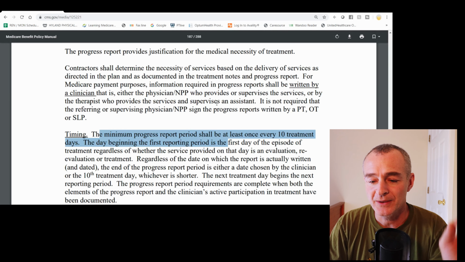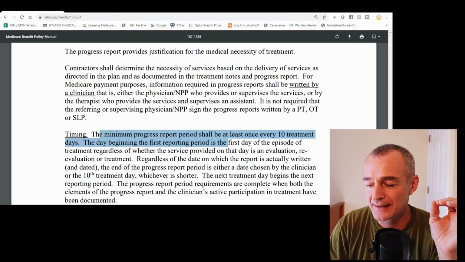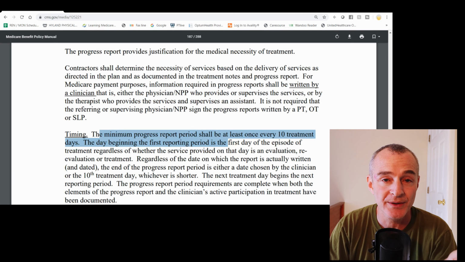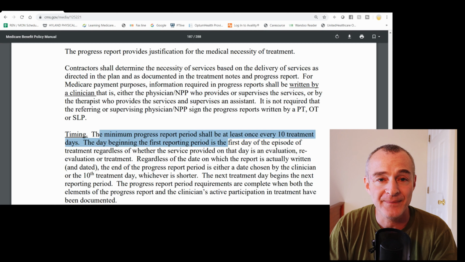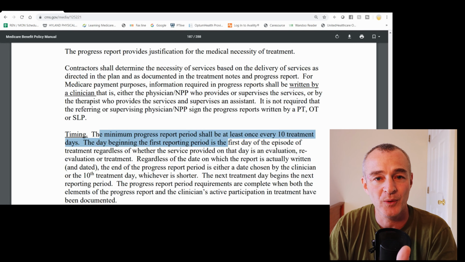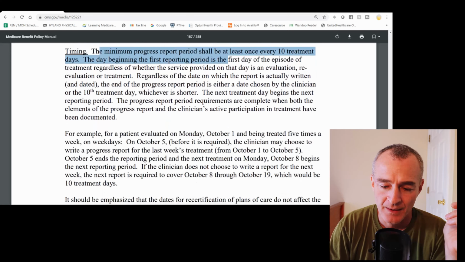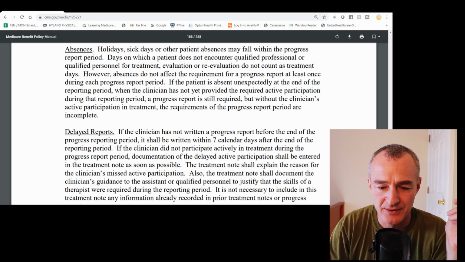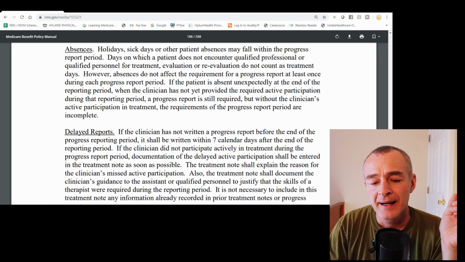So the first part is there is no 30-day reporting requirement. It's 10 treatments or sooner. You can do it on the 8th treatment, and then your clock resets. So number 9 is actually number 1 of the next reporting period. I'm going to jump past the examples. Again, this is all stuff that you guys should be familiar with.